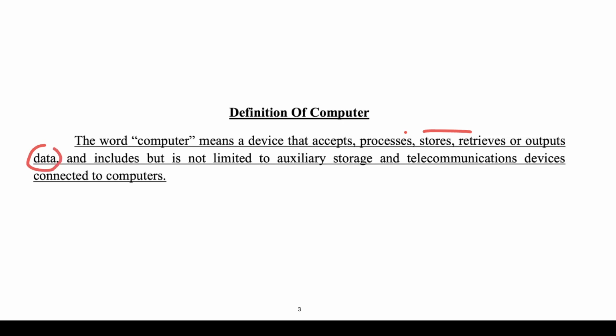So this word data is important. That means the collection of raw facts and figures which can be recorded, right? That can be recorded in a digital system like a computer. Then we can process that, store that, retrieve, or we can generate output, right? So that's the definition of computer.